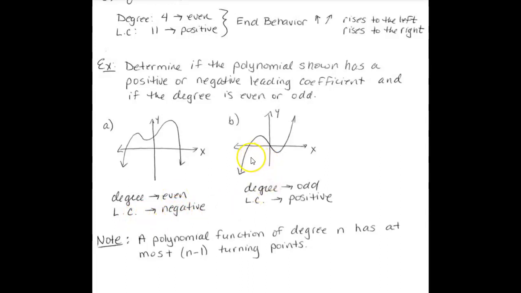In part B, it falls to the left and rises to the right. So that means opposite direction is always going to mean an odd degree. And down on the left, up on the right would mean a positive leading coefficient.